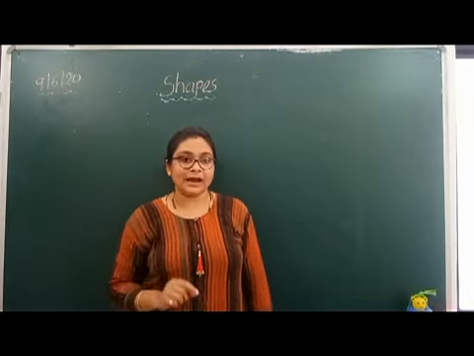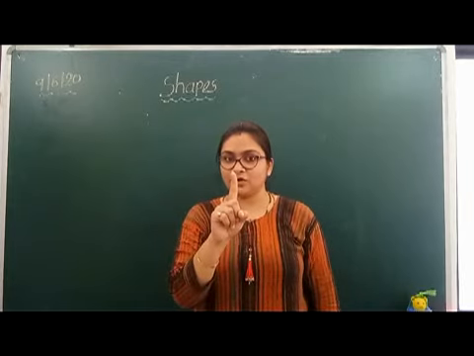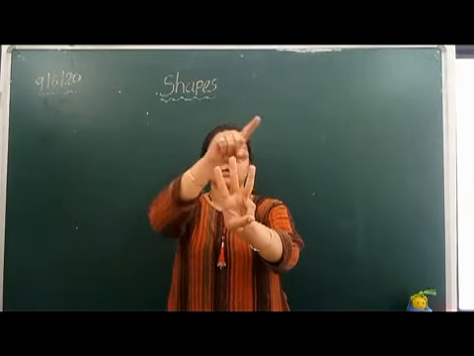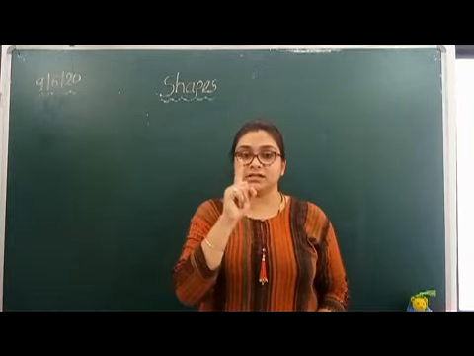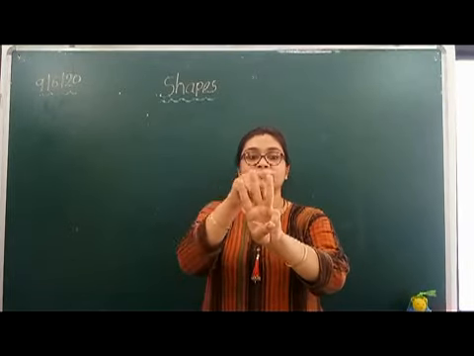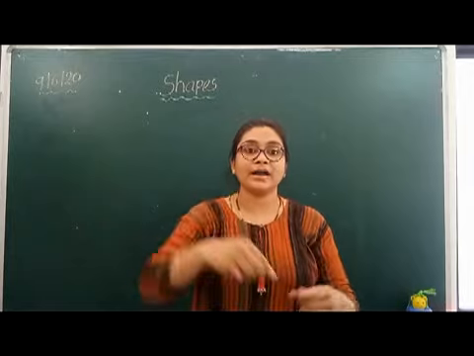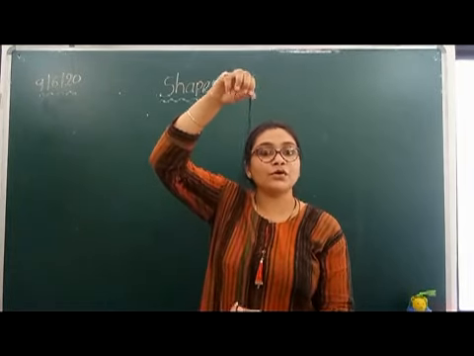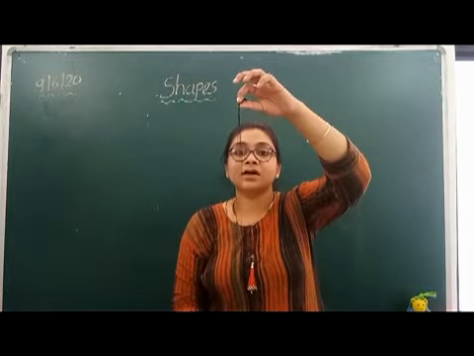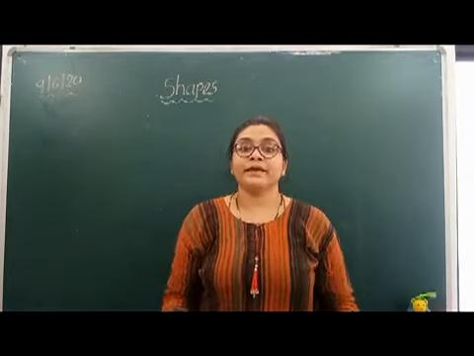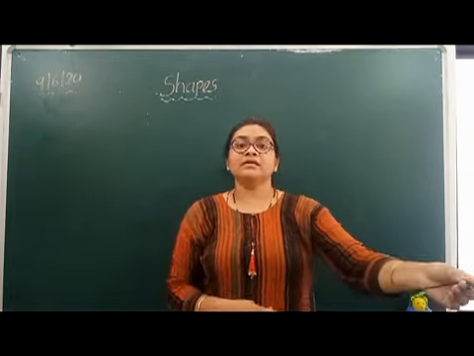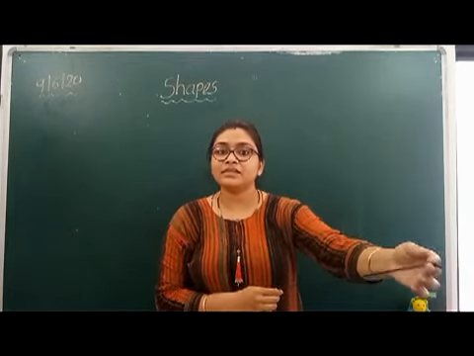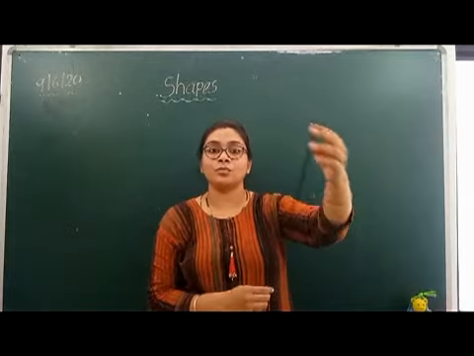Once upon a time, there was one jumpy frog and his three friends. One, two, and three. One jumpy frog and his three friends find a rope. What did they find? A rope. This is a rope.